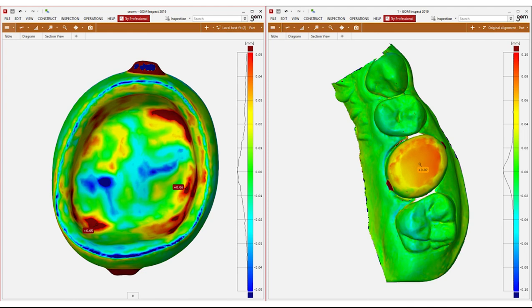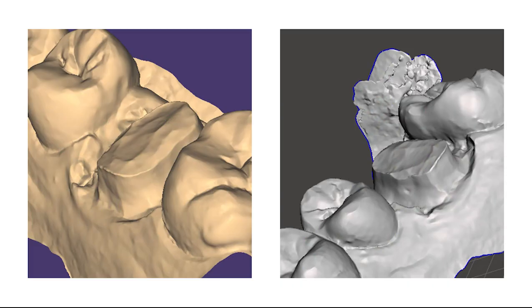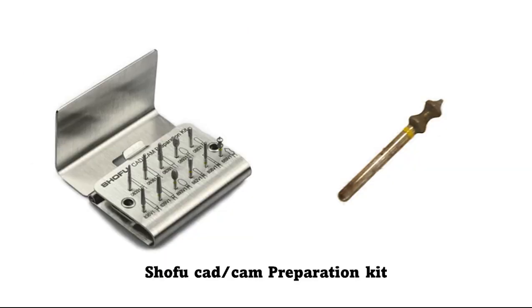The photo on the right shows the result of a crown that retracts 70 micrometers less. The sharper the angle of the line angle, the higher the machining error. Therefore, it's necessary to round the line angles. This is my favorite dedicated burr for rounding line angles.